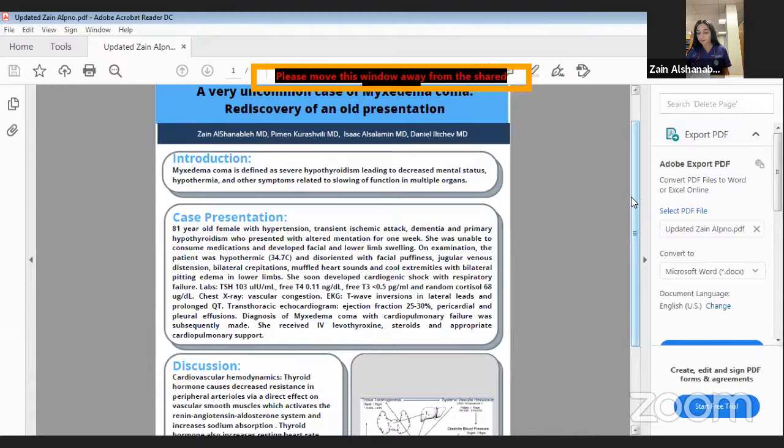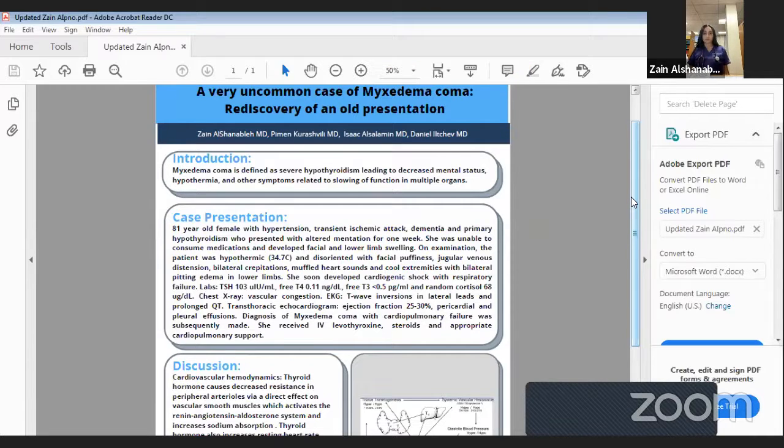She soon developed cardiogenic shock and respiratory failure requiring intubation and mechanical ventilation. Her labs showed a very high TSH level of 103 and a free T4 that was very low. Her chest X-ray was congested, and an echocardiogram revealed a very low ejection fraction of 25 to 30% with pericardial and pleural effusions. Therefore, the diagnosis of myxedema coma with cardiopulmonary failure was made, and she was started on IV levothyroxine, IV steroids, and the appropriate cardiopulmonary support.